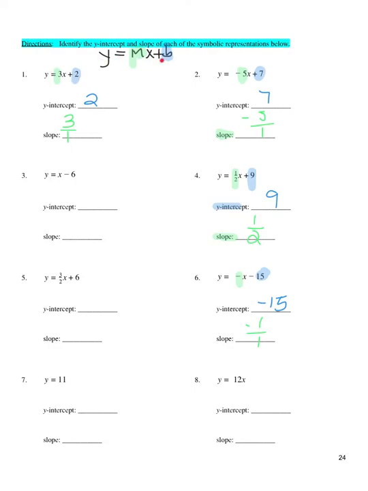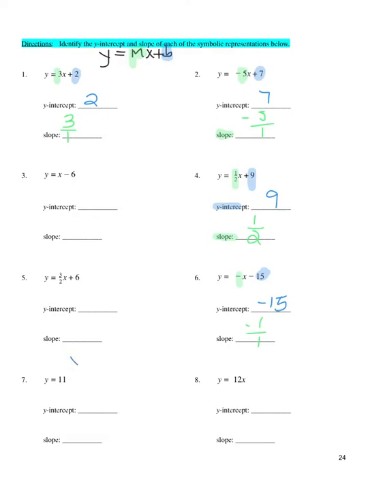Okay, now we have these two on the bottom, which look a little bit different. It's y equals mx plus b, but we don't have all parts of the equation. So I'm going to look at what I do have. I'll start with here. Y is equal to 11. We are missing this mx part. It's just y is equal to 11. So y is equal to my y-intercept.